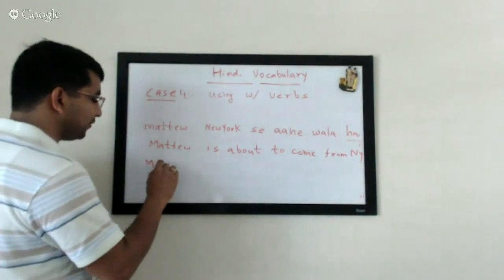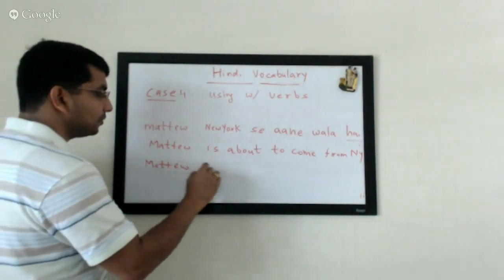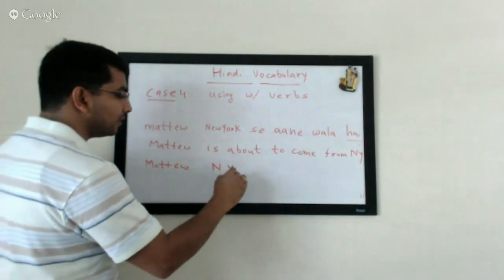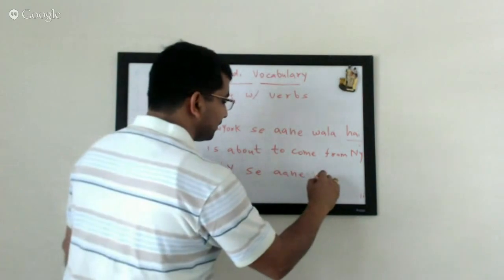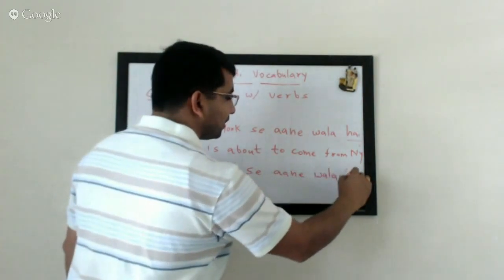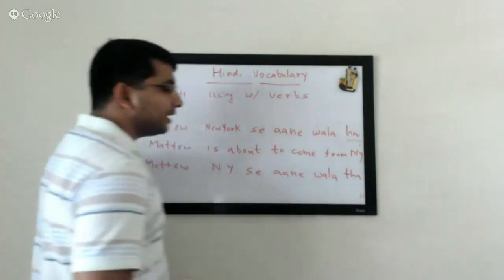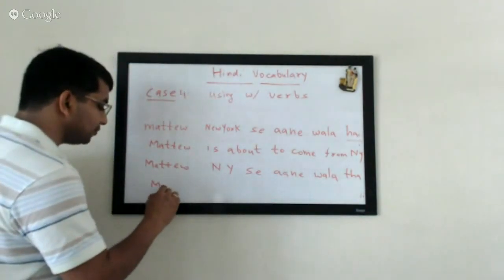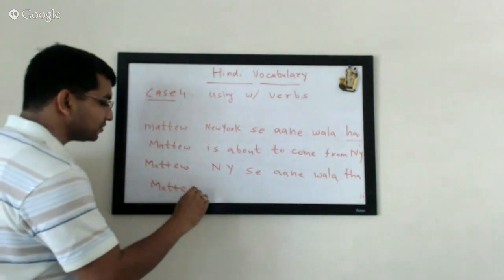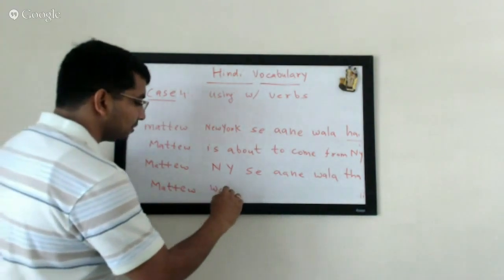Now, what if you have tha, right? So let's say you have Matthew, New York से आने वाला था. And when will you use it? It's basically what you're saying, that Matthew was, everything else is the same. Matthew was about to come from New York.